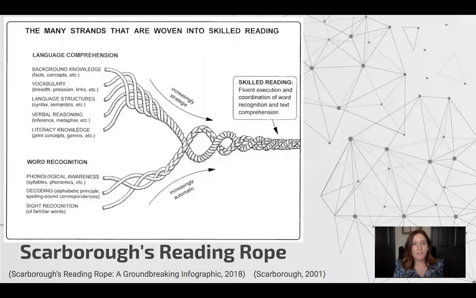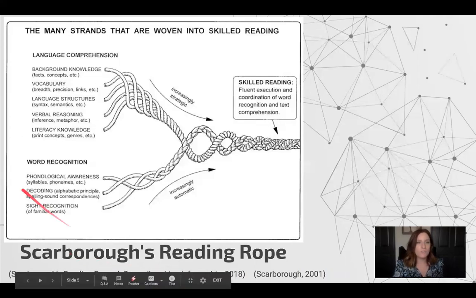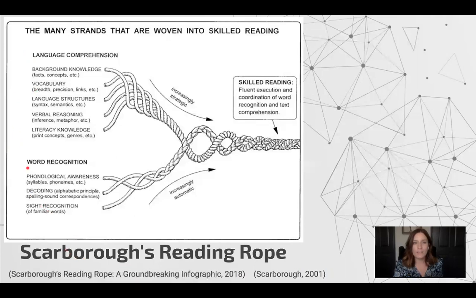This is a model that's often seen when it comes to the science of teaching reading, and this originates from Hollis Scarborough, a psychologist who wanted to explain to parents how it works for a child to learn to become a skilled reader. And so this was the outcome. You'll notice in this diagram, there are two strands. There's the language comprehension and there's word recognition.